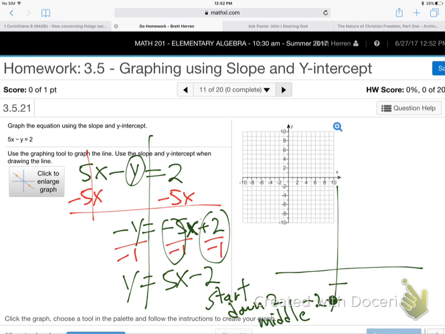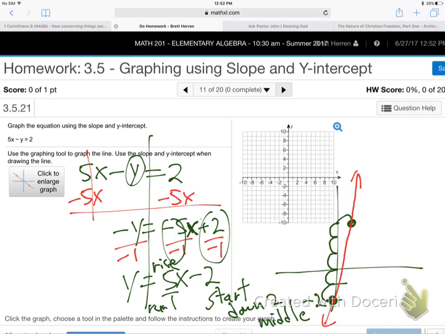Got that 5. Put that 5 over 1, and that's rise and run. Remember that yesterday? So go up 5, 1, 2, 3, 4, 5, over 1. We good with that? So what did we do? We took the equation, got y alone, and then we start with the number that's off to the right, down 2, put a dot there, and then go up 5 over 1. Connect the dots, which Math Excel will do for you. There's your graph.